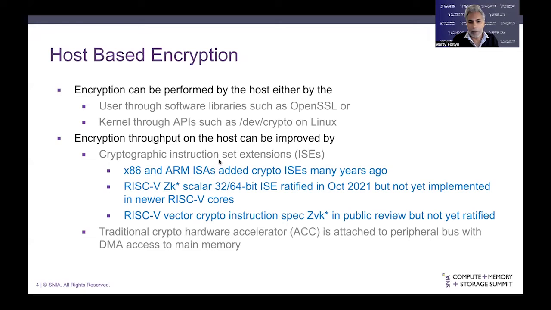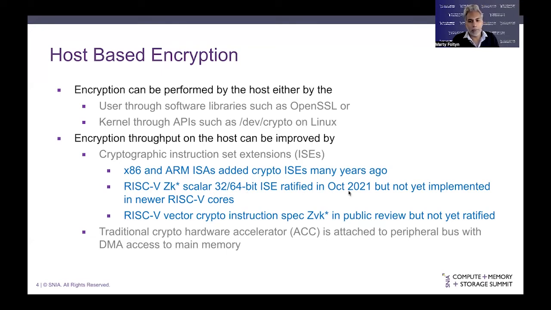x86 and ARM added crypto instructions many years ago. RISC-V is in the process of doing so. They've already ratified the scalar crypto instructions. These run on either 32-bit or 64-bit data, and are one element per instruction. They're prefixed with the ZK prefix.